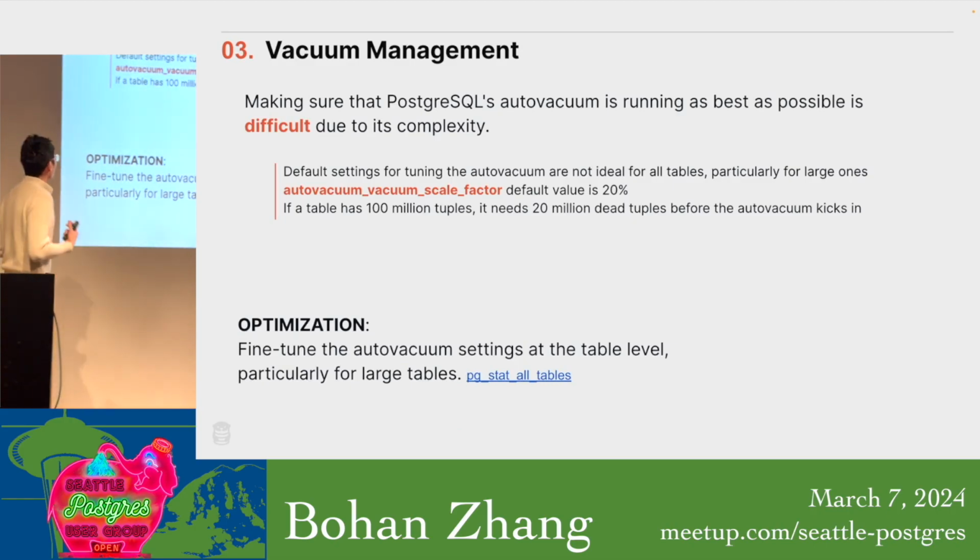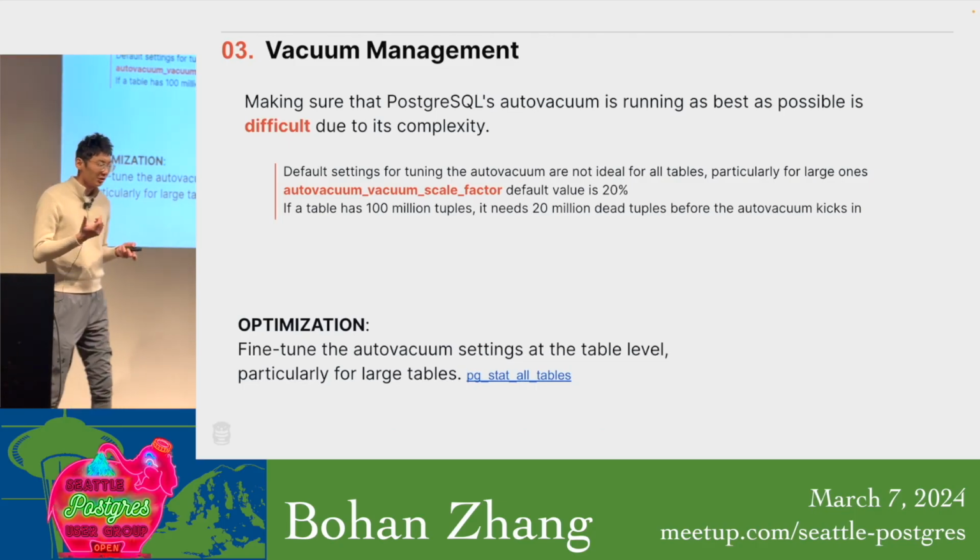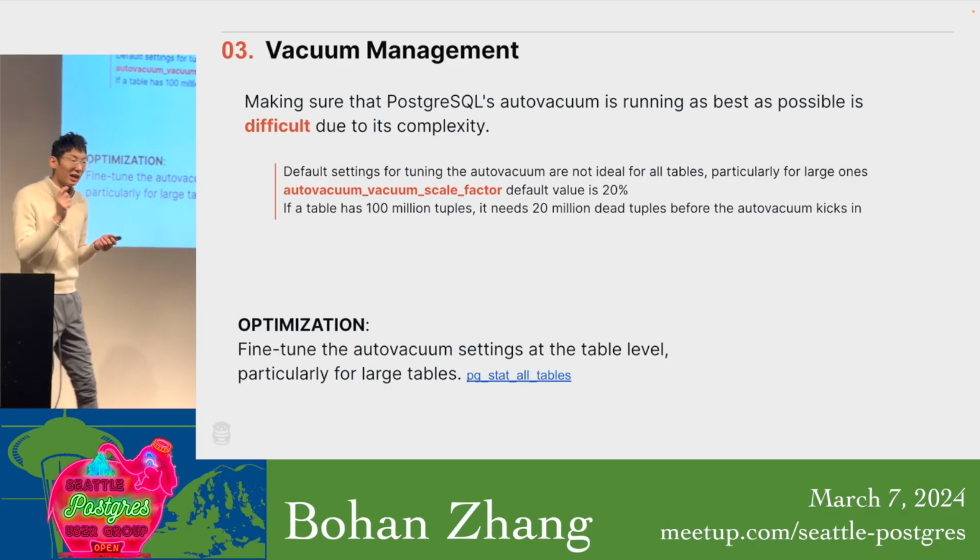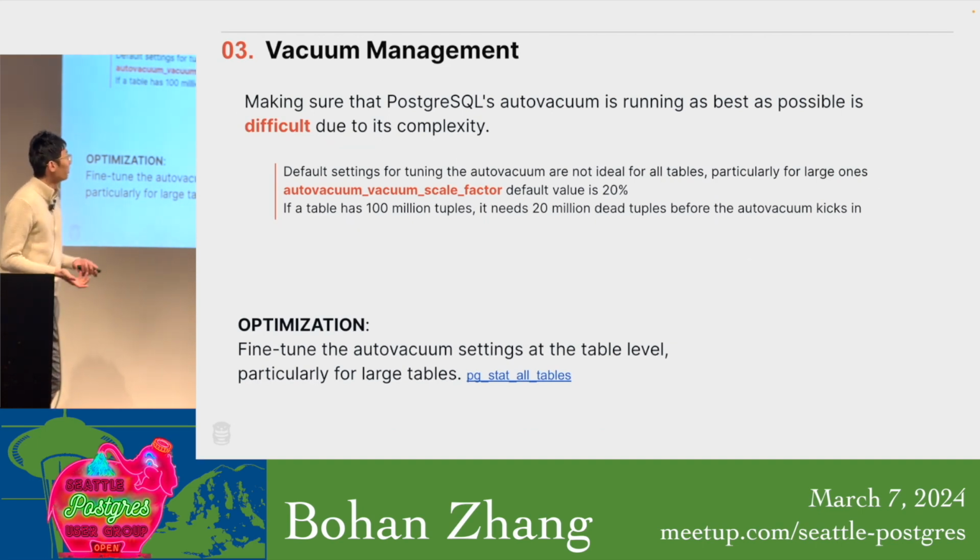The last one is vacuum management. Autovacuum is the process which periodically and automatically cleans up your dead tuples. But making sure autovacuum runs as well as possible is very difficult due to its complexity. For example, the default settings for tuning autovacuum are not suitable for all tables, particularly large tables. The autovacuum scale factor default value is 20%, which means if you have 20% dead tuples in your table, autovacuum will be triggered. But for large tables, it's not good enough.